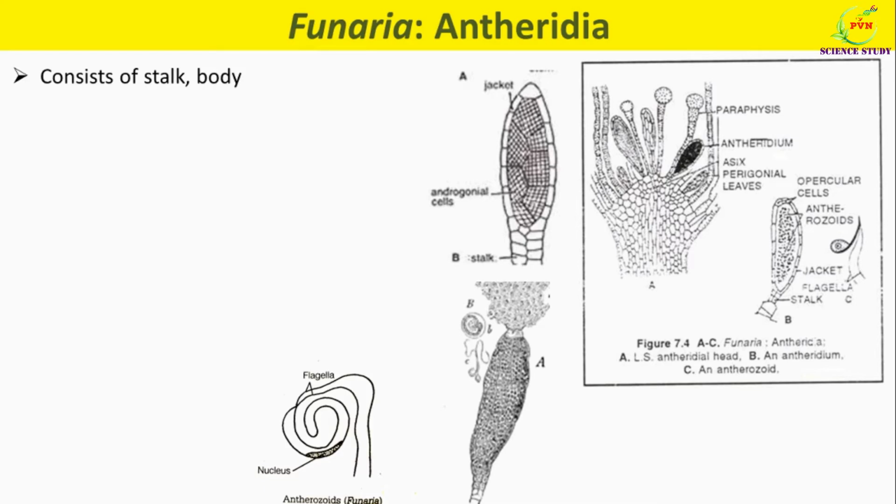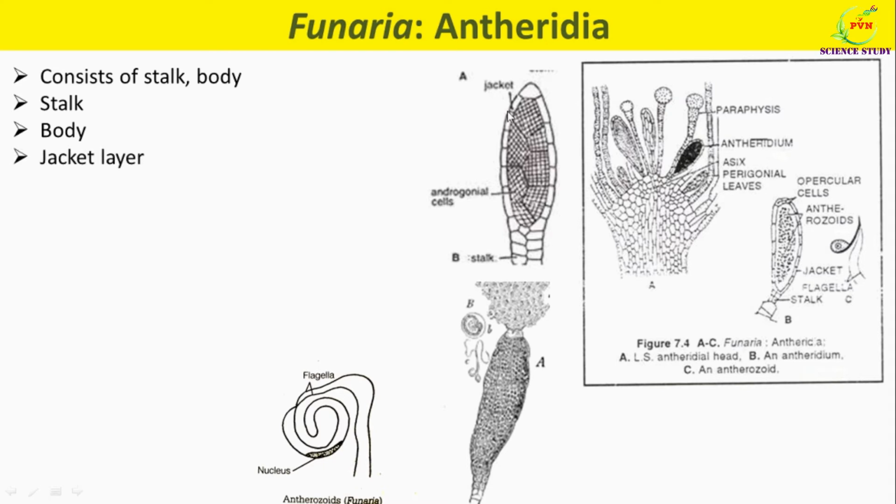Dear friends, now we will study the structure of antheridium. So this is the figure which shows different parts of the antheridium, and this is the figure which shows where the antheridia are borne. Each antheridium consists of two parts, that is stalk and oval body. As you can see here, the stalk is multicellular and attaches the body to the main axis. The body is club-shaped and multicellular.